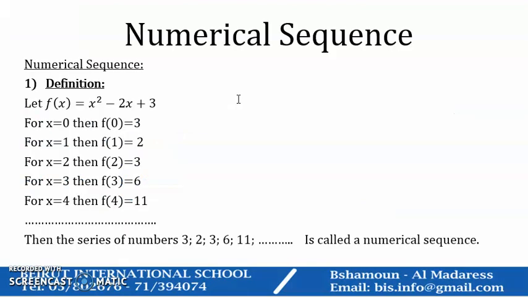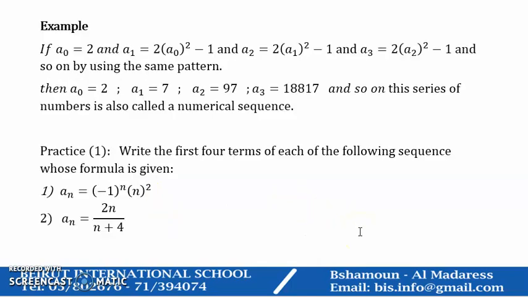Let f of x equal x squared minus 2x plus 3. For x equal 0, f of 0 equal 3. For x equal 1, f of 1 equal 2. f of 2 equal 3. f of 3 equal 6. f of 4 equal 11. Then the series of numbers 3, 2, 3, 6, 11 is called a numerical sequence.